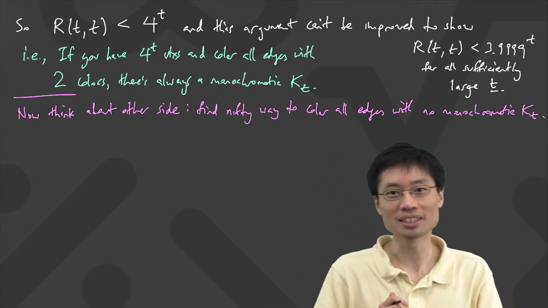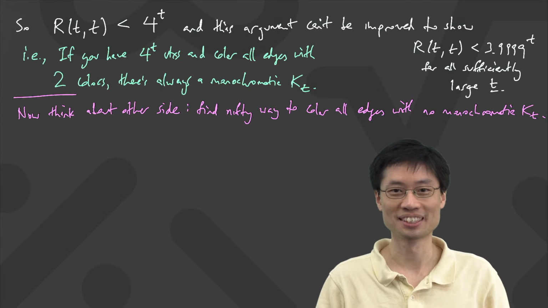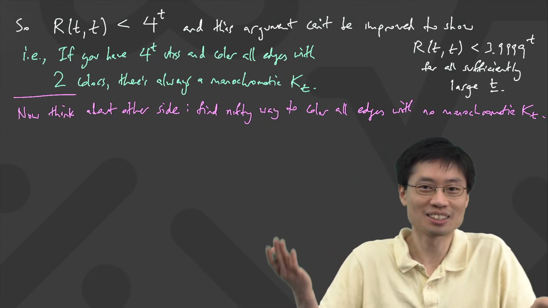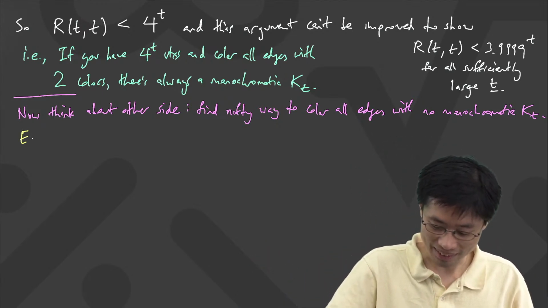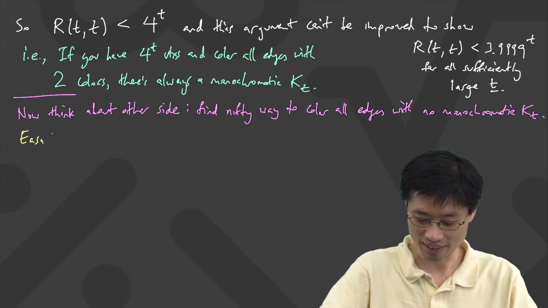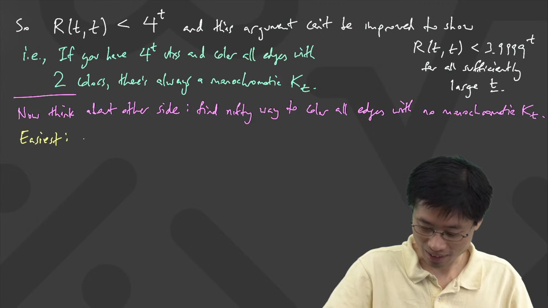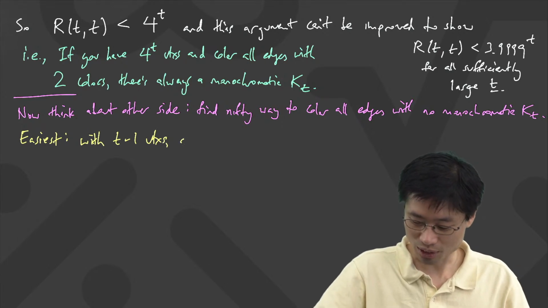And the easiest way to do this is, hey, you know what? If I have t minus 1 vertices, I can do this for you. Because there's no monochromatic K_t, there's not even a K_t. Right? So the easiest thing is, let's just call it easiest, with t minus 1 vertices, just do anything.